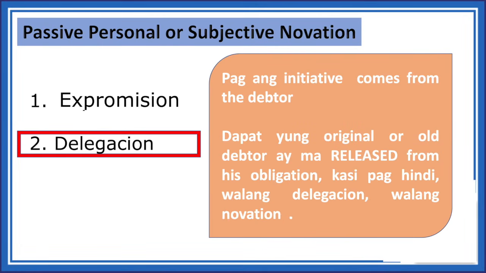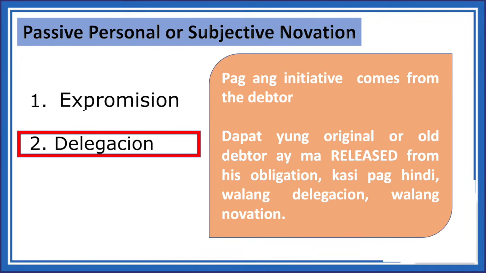Nagets nyo? Anyway, same with expromission, dapat sa delegasyon, pareho lang kasi novation lang naman din yung dalawa, si old debtor must be released from the obligation. Otherwise, walang valid na delegasyon, walang novation. Di ba kay expromission, dapat doon talaga malinaw na may re-released si old debtor sa obligation. Dito, yun din, dapat malinaw si old debtor, he must be released from the obligation.